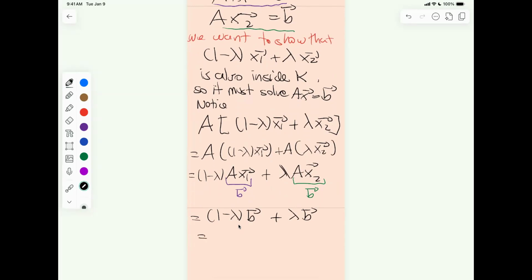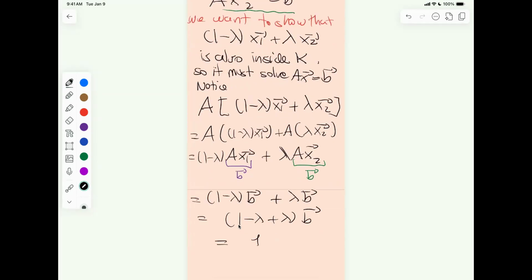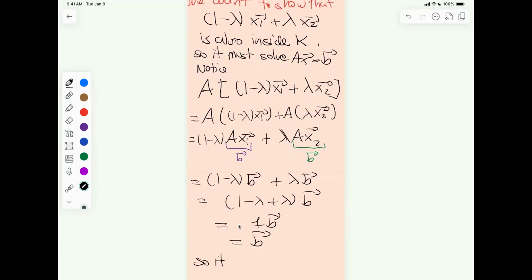But what is that? Well, if you factor out the B, you get (1 minus lambda plus lambda) times B. So the lambdas cancel, and so you get 1B, which is just B. So that's a new solution. Is that making sense? Questions up to this point? So far so good.